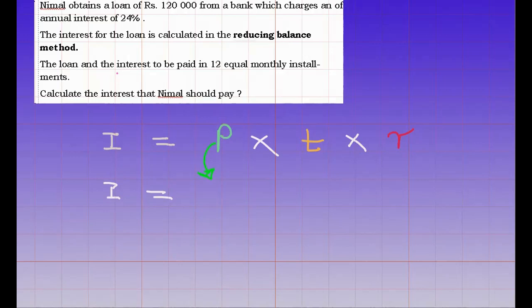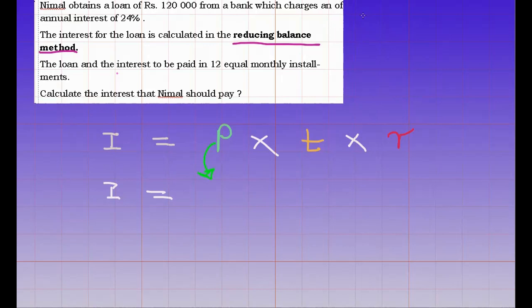But since we are doing a reducing balance method calculation, what do you write for P? Not the entire loan amount, but rather what you write is the loan amount, or the part of the principal this customer has to pay to the bank in one installment. So how do you calculate it?